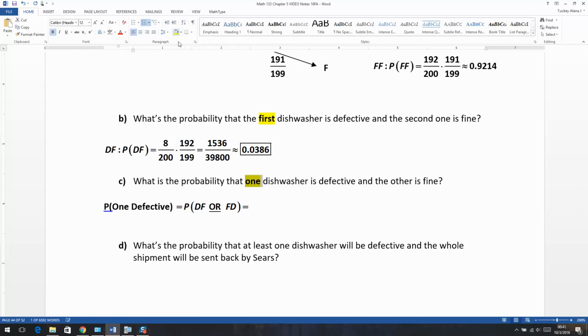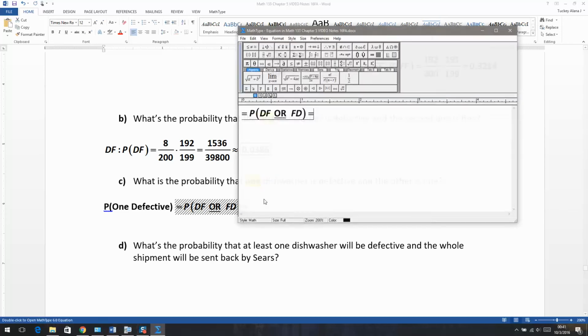So it's saying make the first one defective. And this one's saying make one of them defective. That's not specifying which one. So it could be the first one's defective or the second one's defective. But there's the word or. That means that you're going to need to use the addition rule that we learned in section 5.2. We need the probability of df plus the probability of fd. That's because they're disjoint, right? You can either have the first be defective or the second be defective, but you can't be both and still have only one defective.